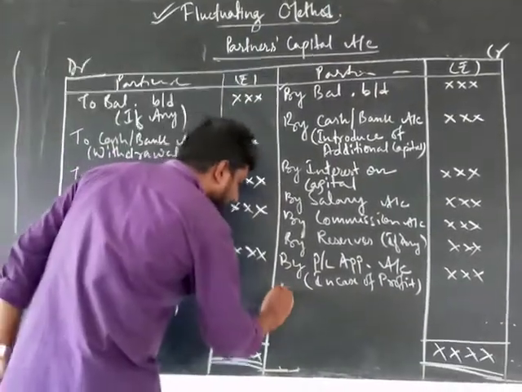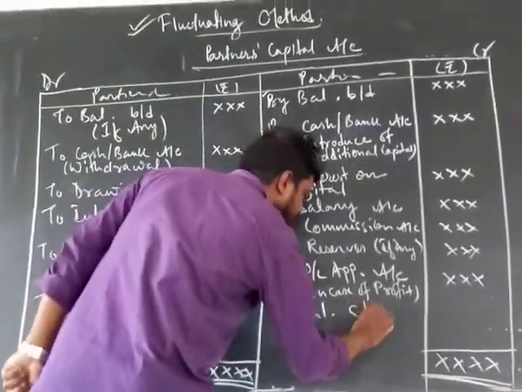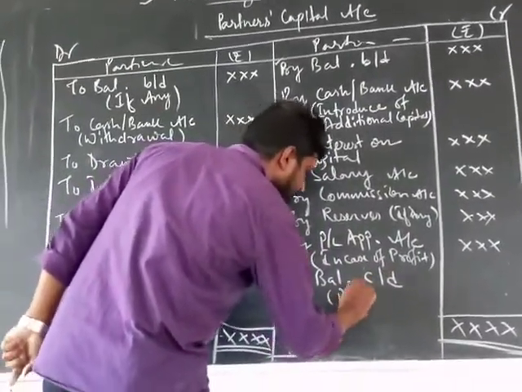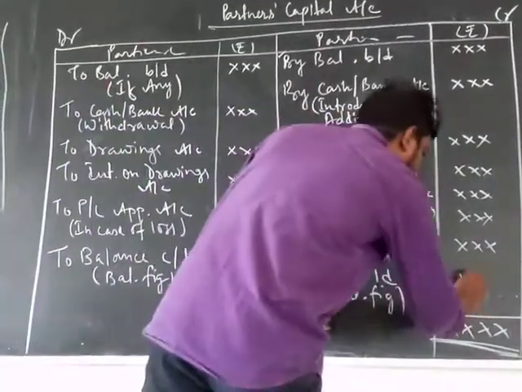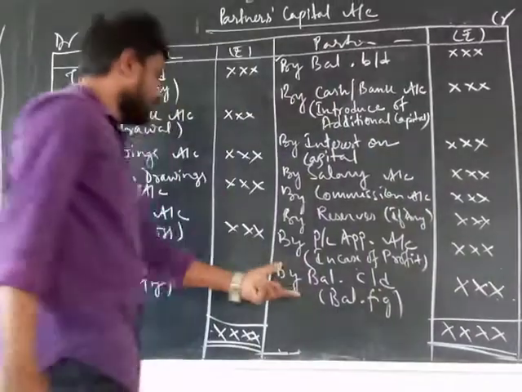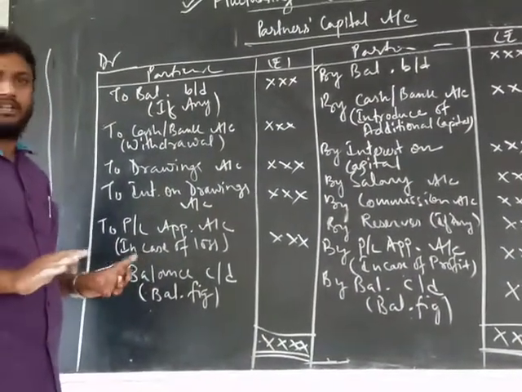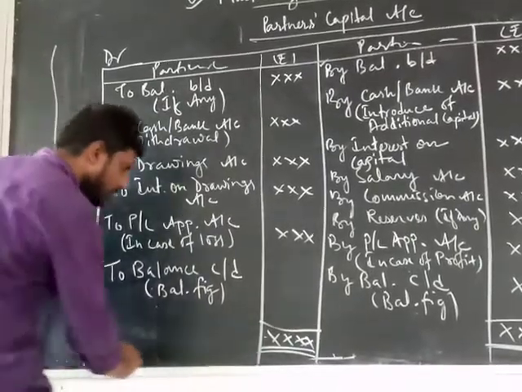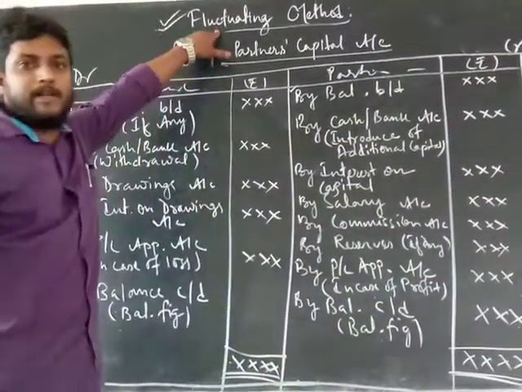Or sometimes on this side balance will be there. Debit balance, by balance c/d, the balancing figure. Okay? By balance c/d. Again, either this or this may come. Both are not possible at a time. Clear? So this is all about your partners capital account under the head of fluctuating method.